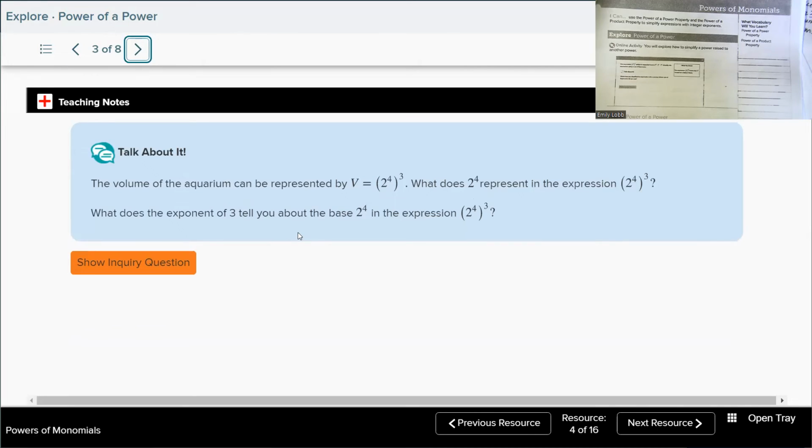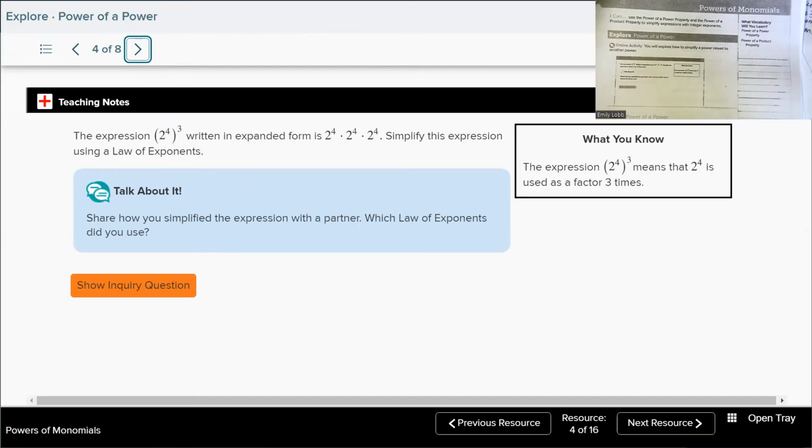So the volume of the aquarium can be represented by this. So that 2 to the 4th becomes our what in this expression? Our new base, right? That's our factor. What does the exponent tell you about the base in the expression? We just said it. That's how many times we are writing our base, right? That's how many times we have 2 to the 4th as a factor. Nice job, Noah.